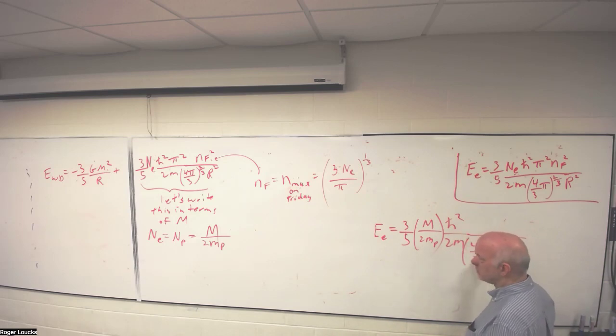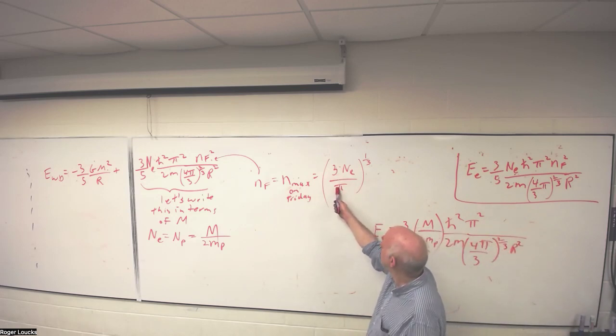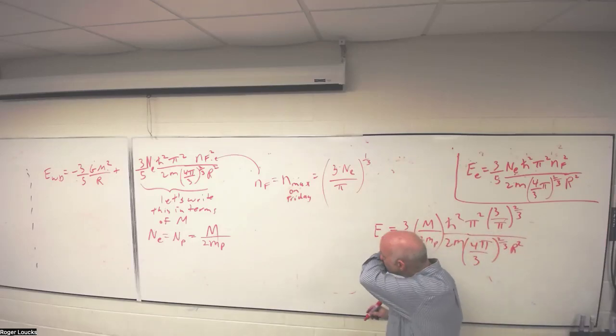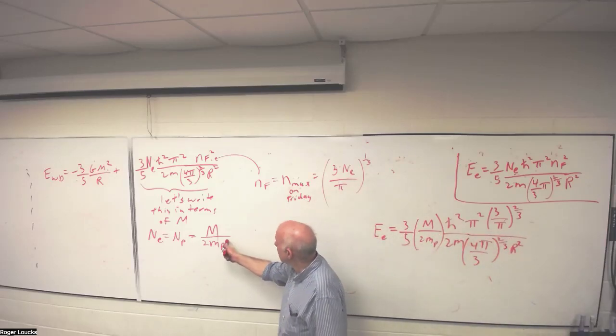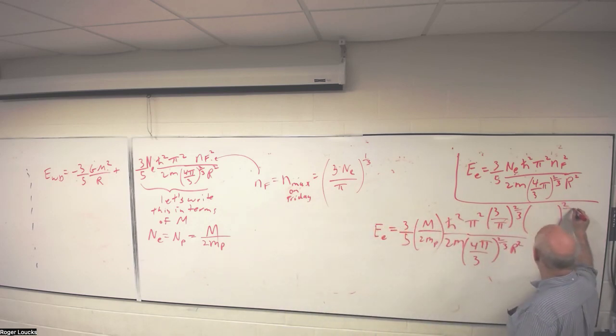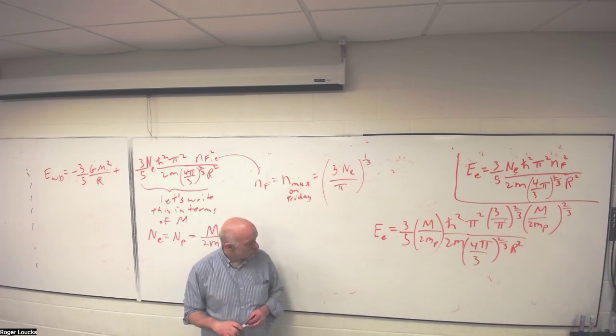4 pi over 3 to the 2/3 r squared, over pi squared. And what do I have? I have this thing cubed, so I'm going to write the 3 pi to the 2/3 separately. So this would be my 3 over pi to the 2/3. And then I have this guy here, the 2/3 power. Does that make sense?